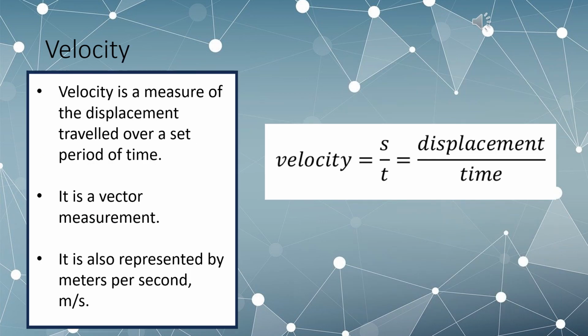Velocity, on the other hand, is a measure of the displacement traveled over a set period of time. So in other words, velocity is equal to displacement over time. We represent displacement with an S and time with a T. So you'll often see it written as V is equal to S over T, or velocity is equal to displacement divided by time. It is a vector measurement, often easily remembered. They both start with V, so you can remember that velocity is a vector, whereas speed is a scalar because it starts with an S.